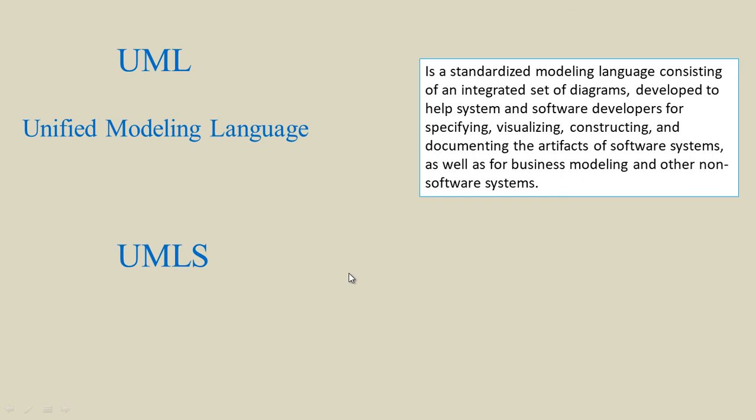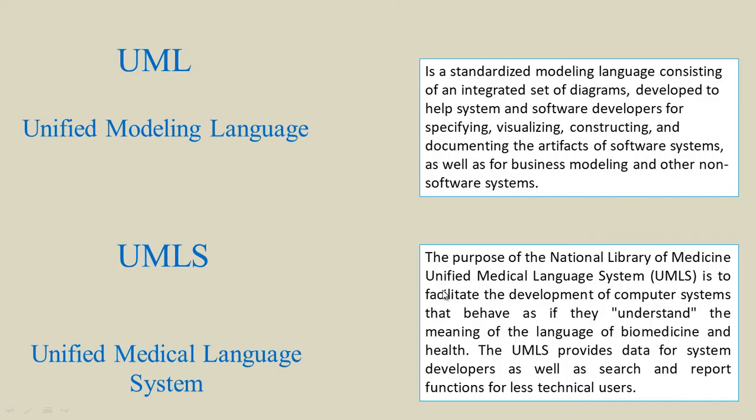UMLS, Unified Medical Language System. The purpose of the National Library of Medicine Unified Medical Language System, UMLS, is to facilitate the development of computer systems that behave as if they understand the meaning of the language of biomedicine and health. The UMLS provides data for system developers as well as search and report functions for less technical users.